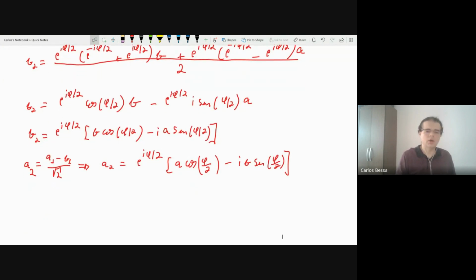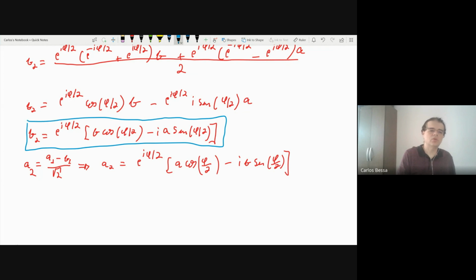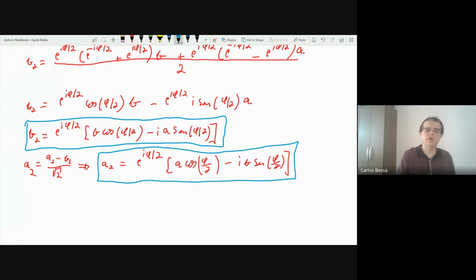So we could represent B2, my output, in terms of my input B and A, and my output A2, in terms of my input A and B.